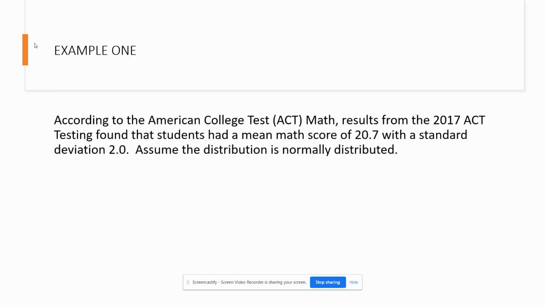So let's do an example. According to the American College Test, the ACT Math, results from the 2017 ACT testing found that students had a mean score of 20.7 with a standard deviation of 2, and we're assuming the distribution is normally distributed. Find the 75th percentile. So what we're trying to find is the 75th percentile of scores, which means that 75% of people had that score or less.